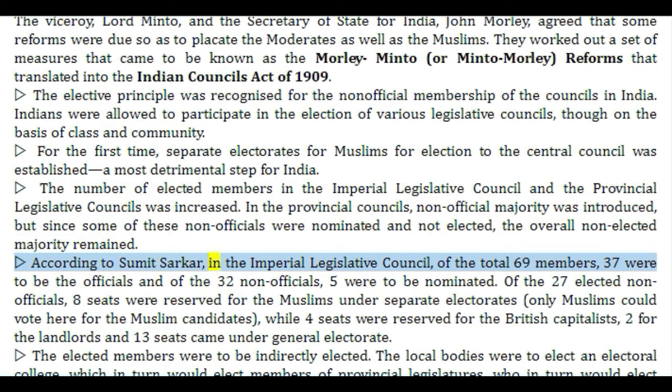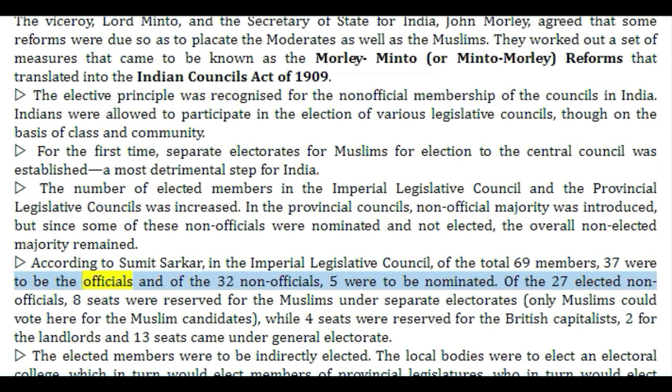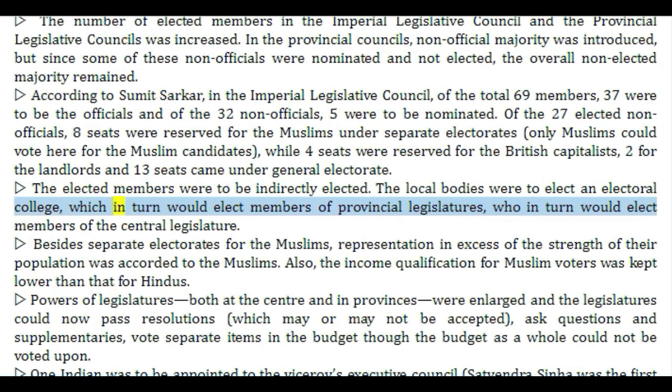According to Sumit Sarkar, in the Imperial Legislative Council, of the total 69 members, 37 were to be the officials, and of the 32 non-officials, 5 were to be nominated. Of the 27 elected non-officials, 8 seats were reserved for the Muslims under separate electorates. Only Muslims could vote here for the Muslim candidates, while 4 seats were reserved for the British capitalists, 2 for the landlords, and 13 seats came under general electorate. The elected members were to be indirectly elected. The local bodies were to elect an electoral college, which in turn would elect members of provincial legislatures, who in turn would elect members of the central legislature.